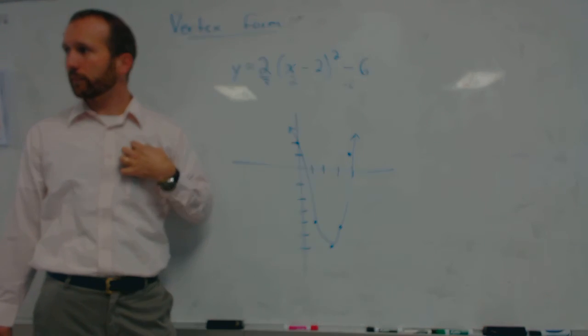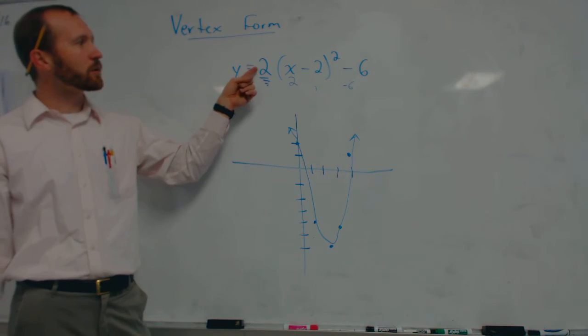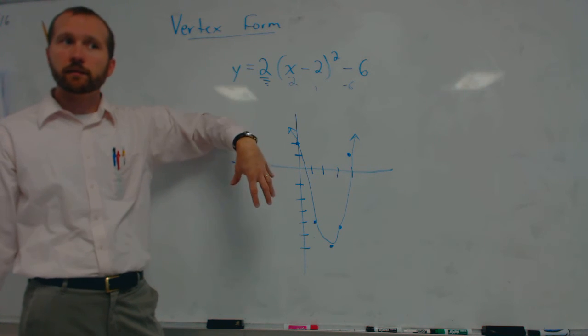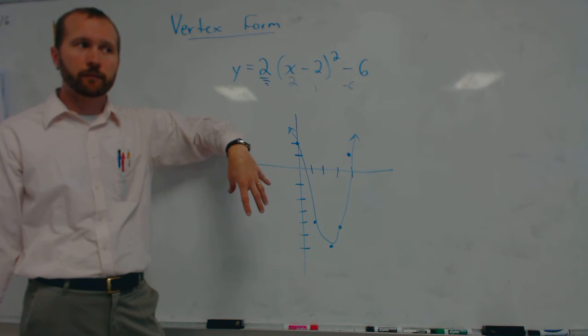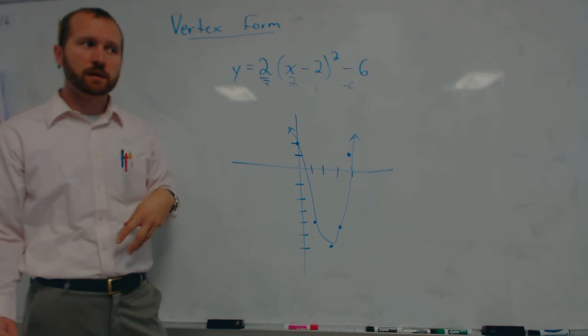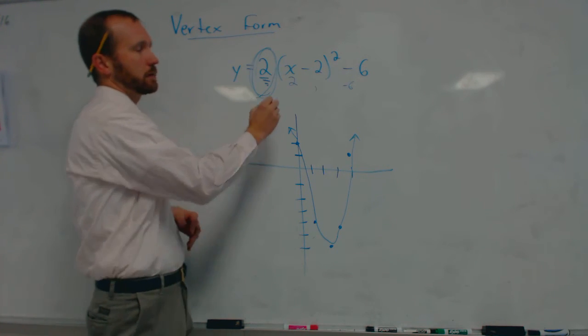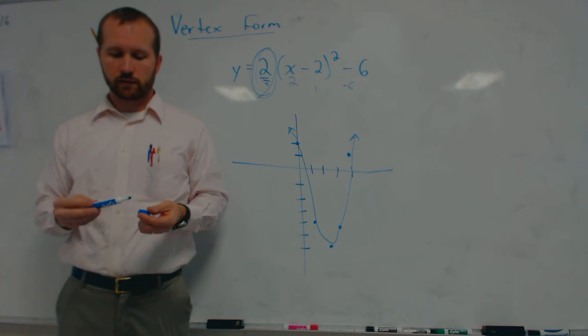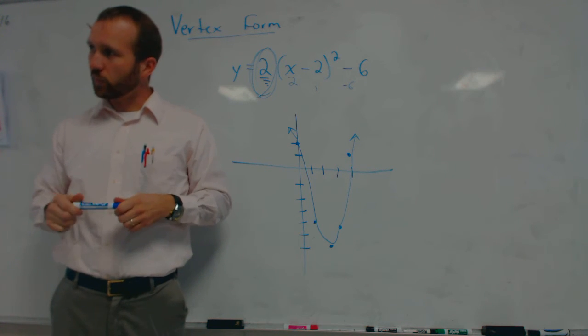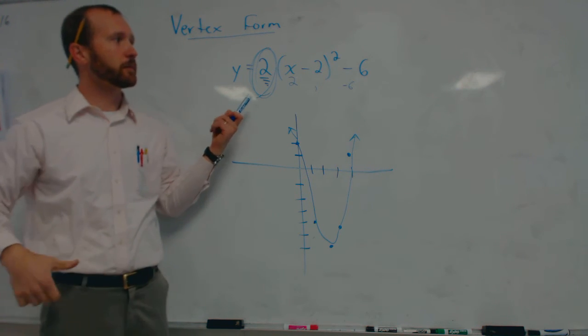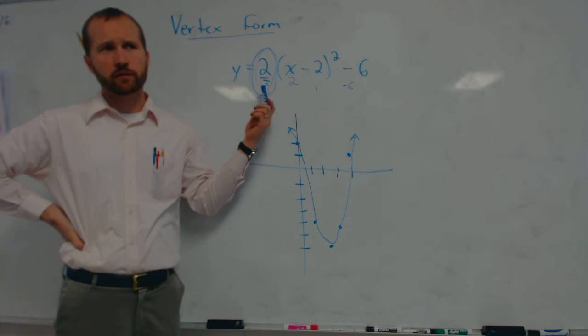If the 2 was negative, would you go down? If this number were negative, you'd go down, right? Does that make sense? So this number here is A. Is there ever a B? There isn't. We can't see B in this form. It's not in this form.